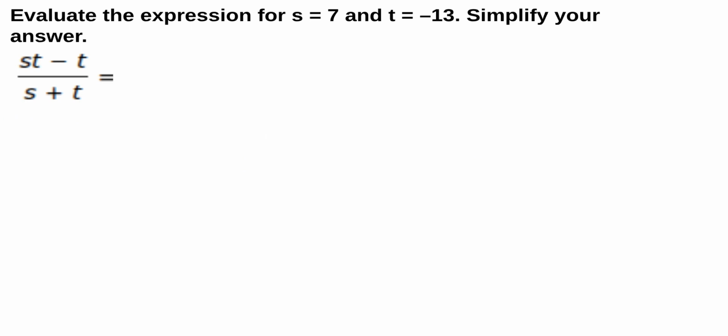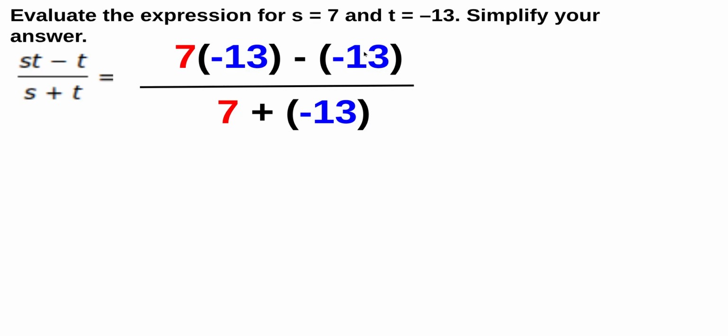Evaluate the expression for s equals 7 and t equals negative 13, and simplify your answer. Now this one looks extremely easy. We'll just plug in the values. s is 7, and t is negative 13. So we highlight those in blue and red. Now let's make this even easier. This looks too complicated. The negative looks a little too complicated, and the positive and the negative look a little too complicated.